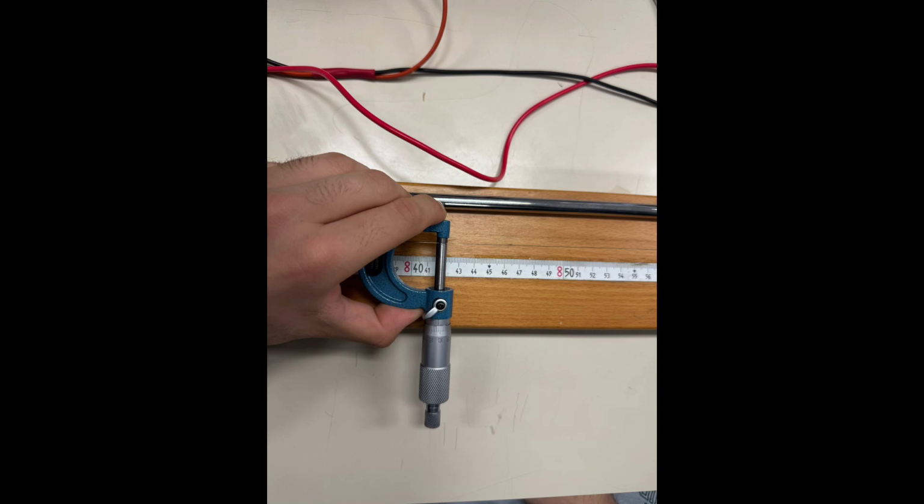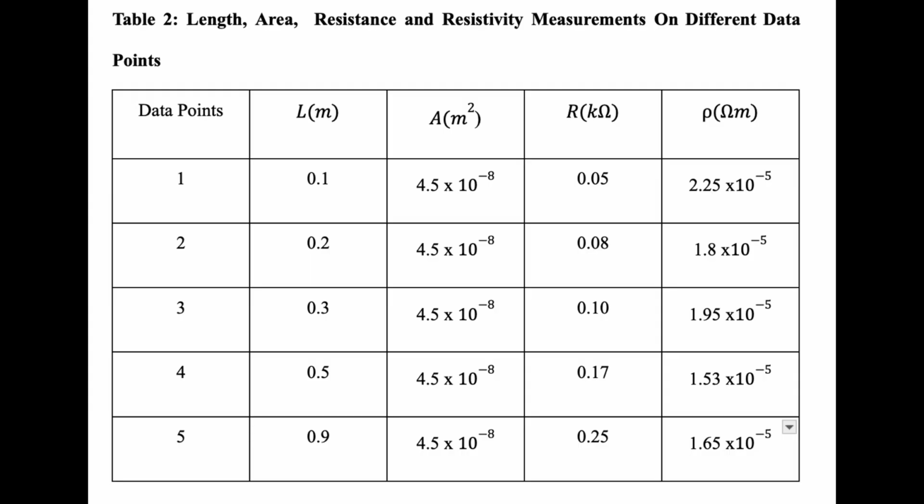To find area, I use the micrometer and I obtain the diameter as 0.24 millimeter. And by applying pi r squared, I obtained the value for A. With my length, area and resistance values, now I can calculate the resistivity.